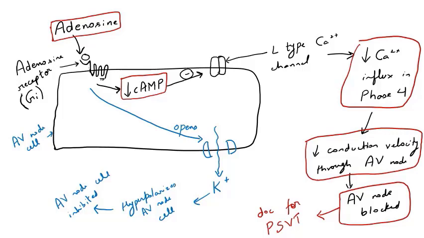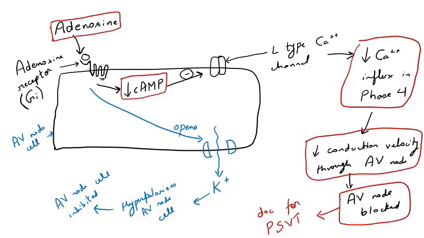Now we'll study the mechanism of action of adenosine. Adenosine binds with adenosine receptor on AV node cell. Now adenosine receptor is G inhibitory. Since adenosine receptor is G inhibitory, it results in decrease in cyclic AMP. And decreased cyclic AMP inhibits L-type calcium channel. So L-type calcium channel gets closed. That results in decreased calcium influx in phase 4. That causes decreased conduction velocity through AV node. So AV node gets blocked.